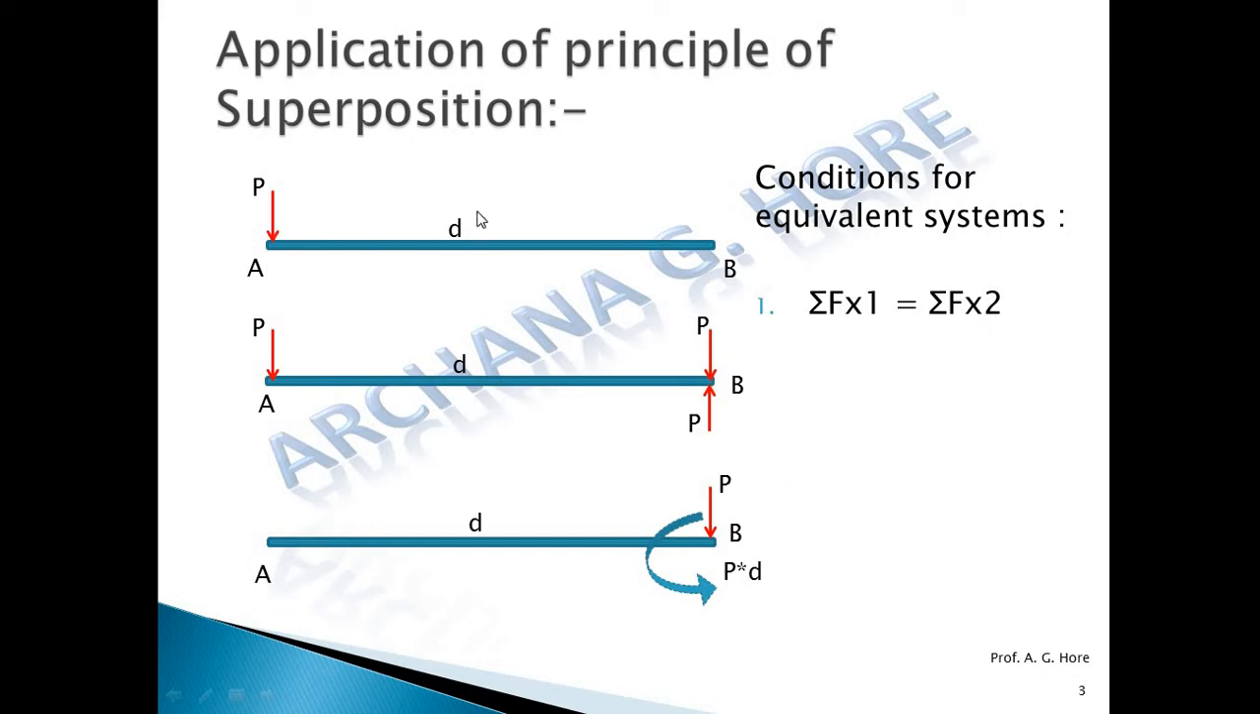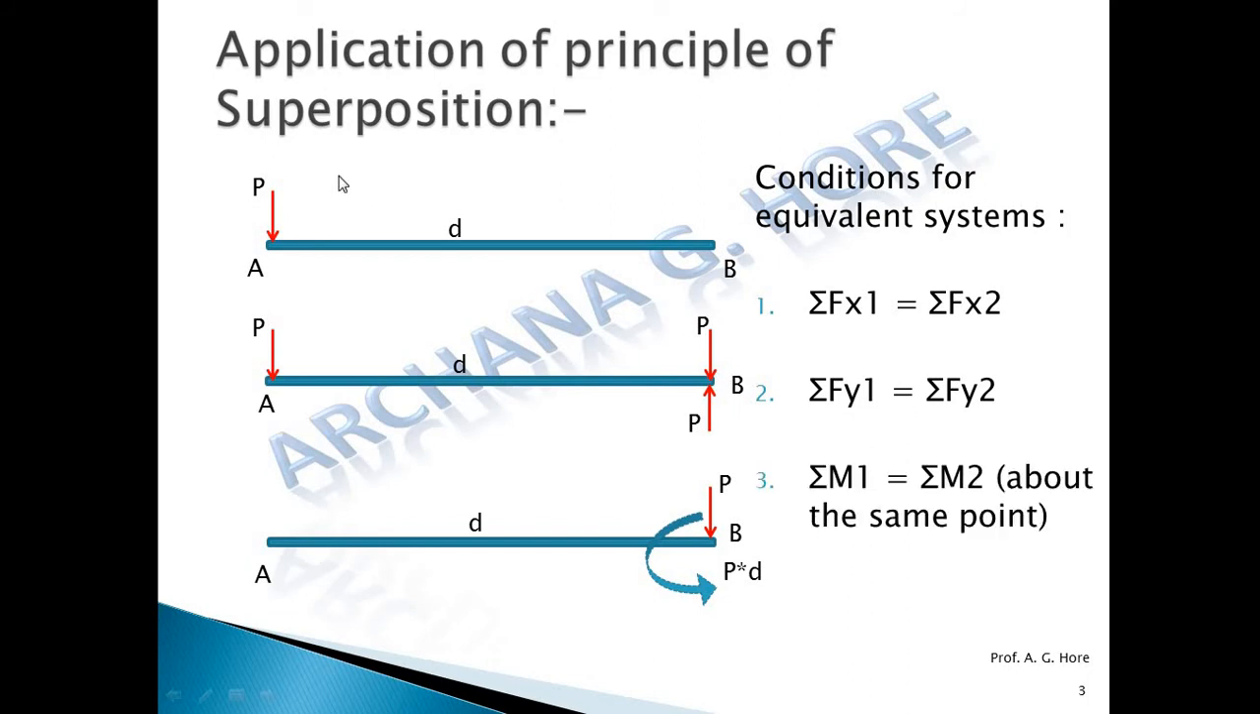Summation Fx of the first system, if we calculate, there is no horizontal force, so summation Fx of the first system is 0. If we calculate the summation Fx of the last system, that is also 0, there is no horizontal force, and a couple has no summation Fx or summation Fy. So the first equation is satisfied. Let's see the second equation. Summation Fy of the first system is minus P. Here the second system Fy is also minus P, so the second equation is also satisfied.